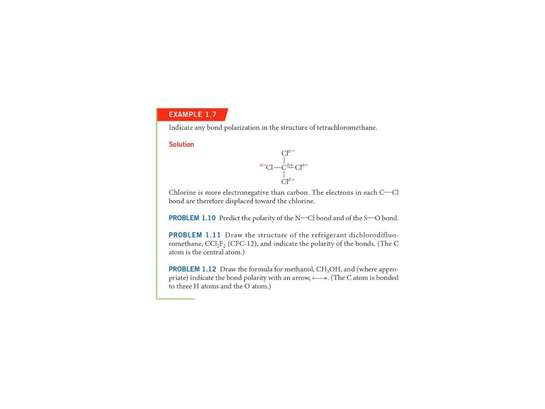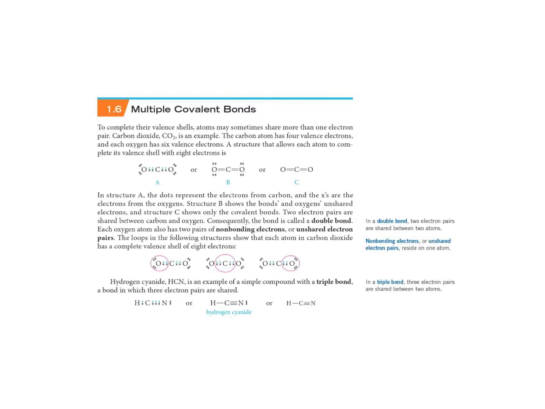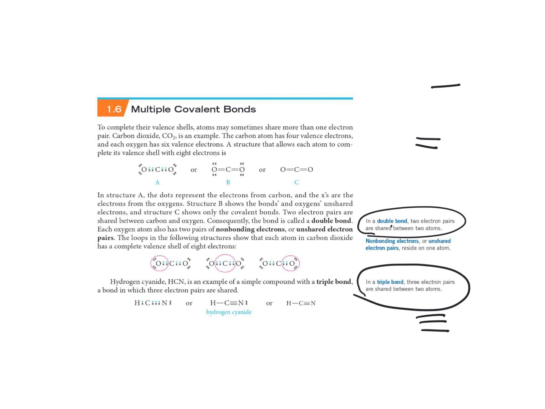Okay, let's see. Finally, if you write the Lewis structure, like what I did for nitrogen, for instance, I had a triple bond. If you have only one dash, we call that a single bond. If you have two, we call that a double bond. And if you have three, we have a triple bond, okay? In a triple bond, 3 electron pairs are shared between two atoms. In a double bond, 2 electron pairs are shared between two atoms. And then non-bonding electrons, or unshared electron pairs, we talked about them. Basically they are electrons that don't participate in covalent bonds or chemical bonds. Questions? Okay.